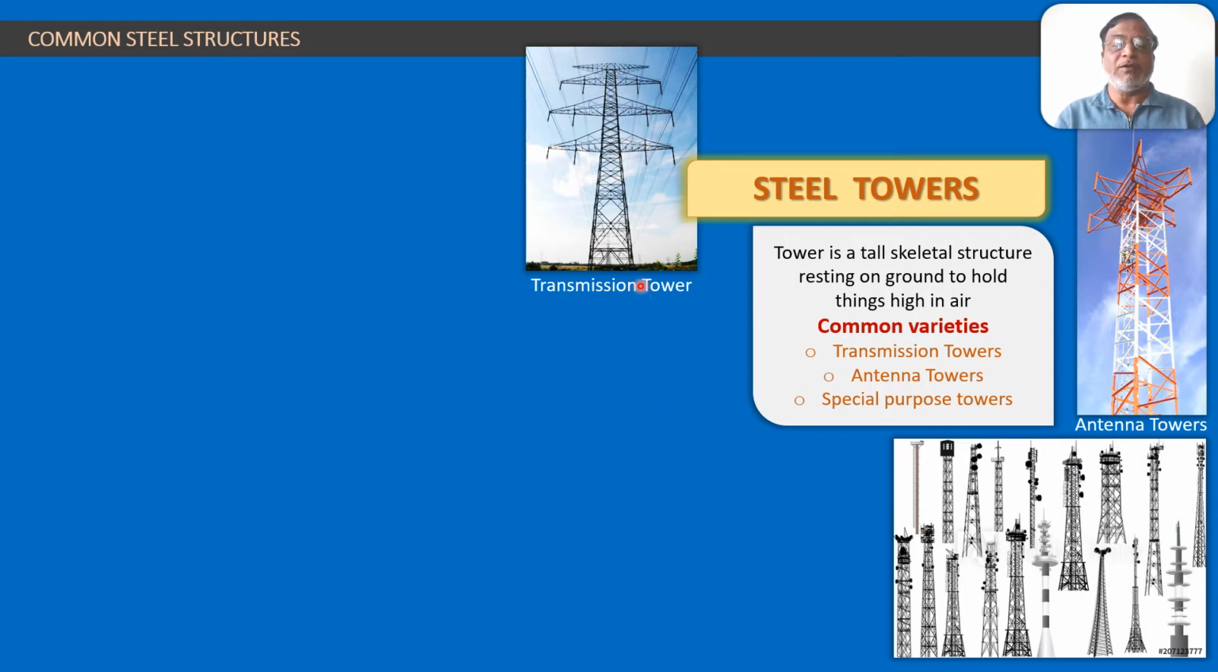Transmission tower is a very common example and we see electrical cables of high tension electricity being carried by these steel towers. Now these antenna towers are more common in our day-to-day life than the transmission towers, and we see our TV antennas or different mobile receivers and so many different types of antennas resting on these antenna towers. So here we see a large variety of the antenna towers also.